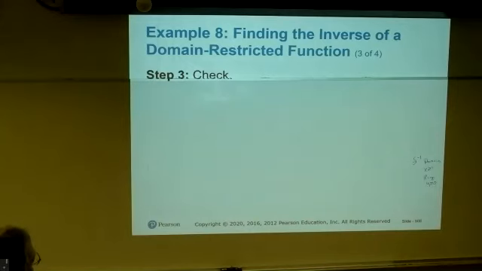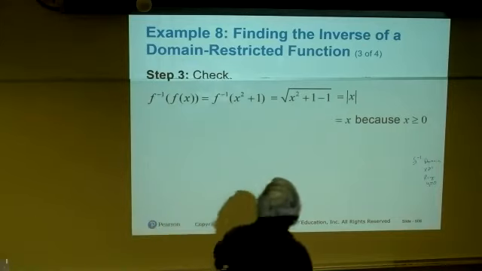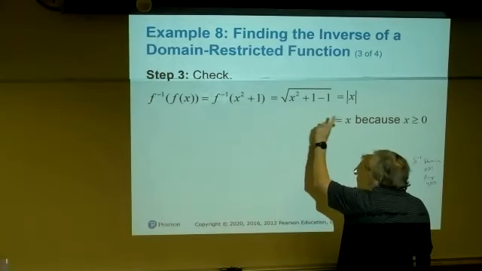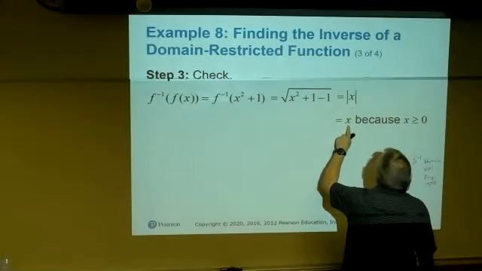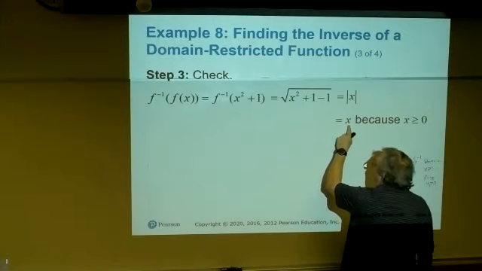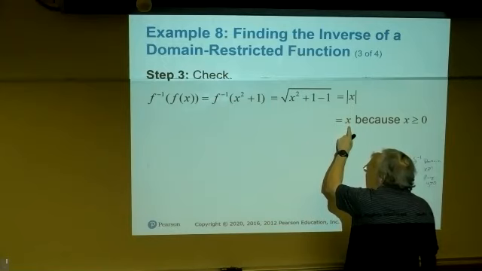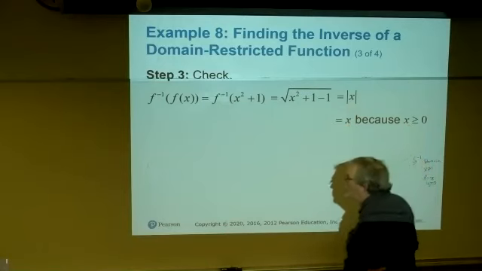And checking is putting those in to see that you do get x. So the square root of x squared could be a positive or negative number, so we say it's the absolute value of x. But since x is greater than or equal to 0, then it's just x, because if x is greater than or equal to 0, its absolute value is just whatever x is.